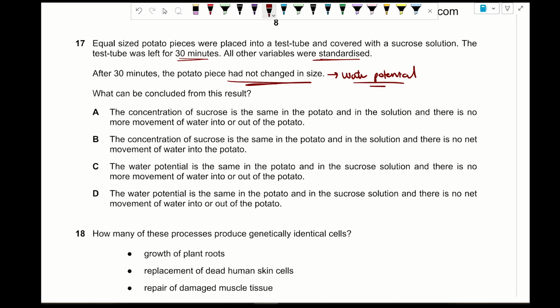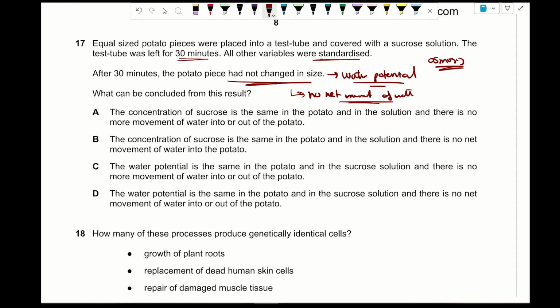Be careful, when we talk about osmosis, or movement of water, we talk about water potential. Both of these have the same water potential, therefore there has been no net movement of water. Now let's see the suggestions that we have here.